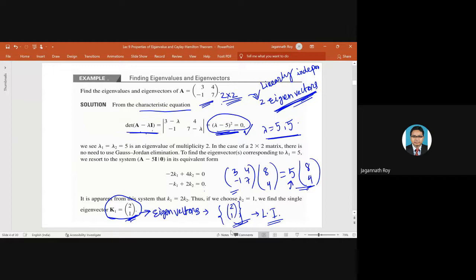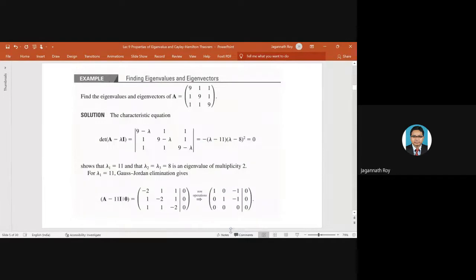Now, if you look at whether this is always the case, that if the multiplicity of a factor, suppose lambda minus 5 whole squared, has power 2, then will we always have only one vector? The answer is no. Sometimes we may have two vectors also. That will be given in the next example.